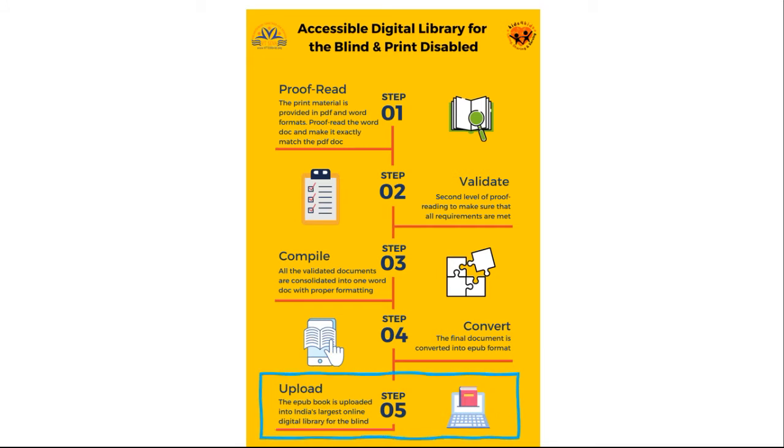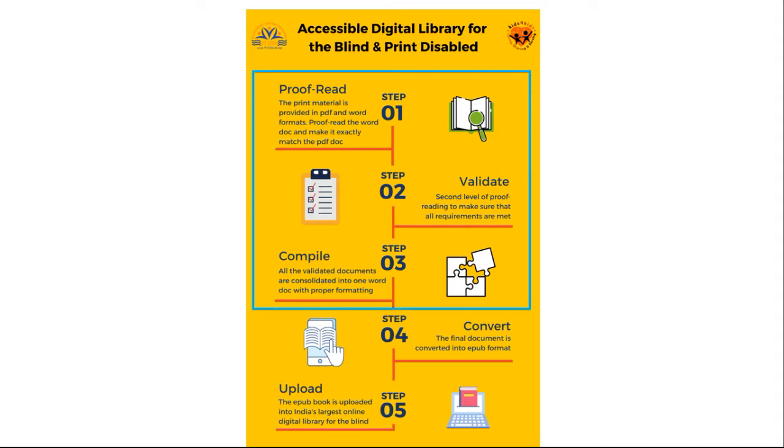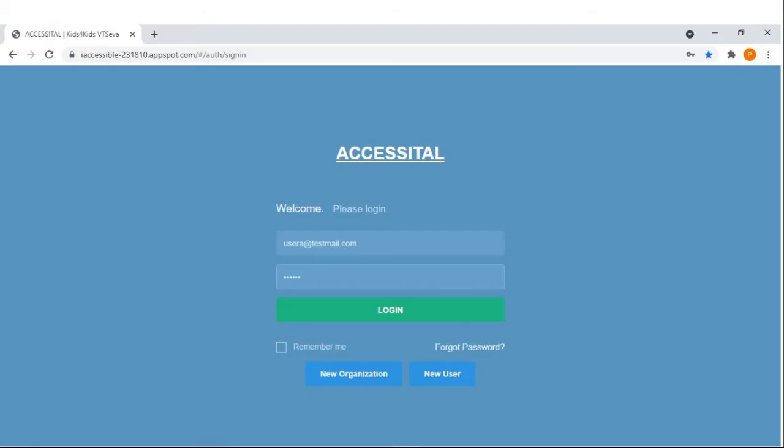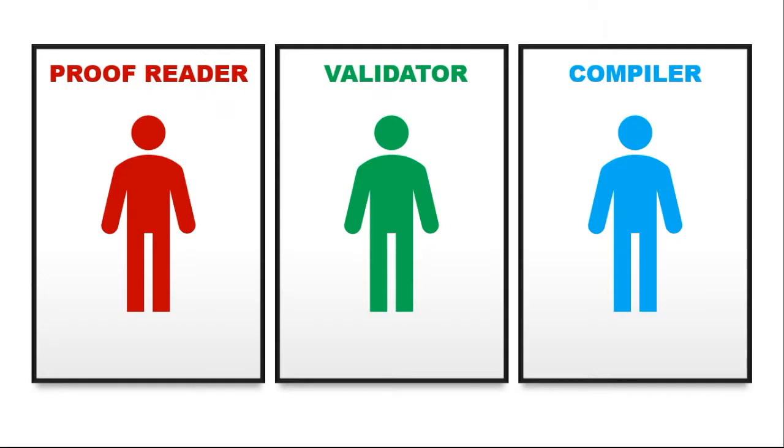Steps 1 through 3 are performed in Accessitel Portal, which will be addressed in this video. Access to Accessitel Portal. Each volunteer is assigned individual login credentials. Do not forget to change the initial temporary password provided upon the first login. There are 3 different roles that any volunteer can be assigned. 1. Proofreader. 2. Validator. 3. Compiler.